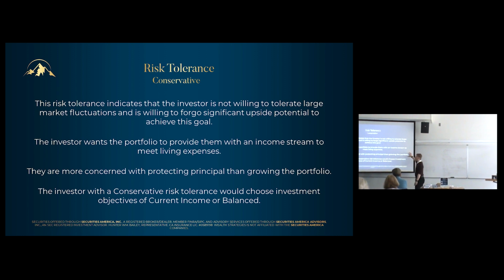The investor wants the portfolio to provide them with an income stream to meet living expenses. So this sounds a little familiar to some of the things we just talked about, right? We talked about some of those objectives. This might line up pretty perfectly with current income or maybe a balanced fund. They're more concerned with protecting principal than growing the portfolio. Again, something like you just mentioned, with that retirement scenario, they might be a little bit more concerned with actually protecting the capital that they have rather than growing it for some other need. But if you have assets that don't really have a purpose in your life, or are really meant for a beneficiary or something, you might not need to have such a conservative risk tolerance.